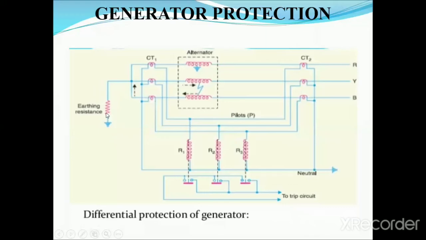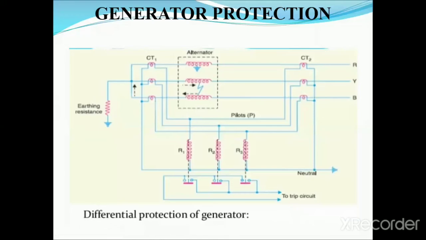What is the main usage of this earthing resistance? If any balanced conditions are disturbed in the case of CT1 and CT2, in that case those balances will be adjusted by adjusting this earthing resistance. Those balanced conditions will be adjusted by using these earthing resistances.